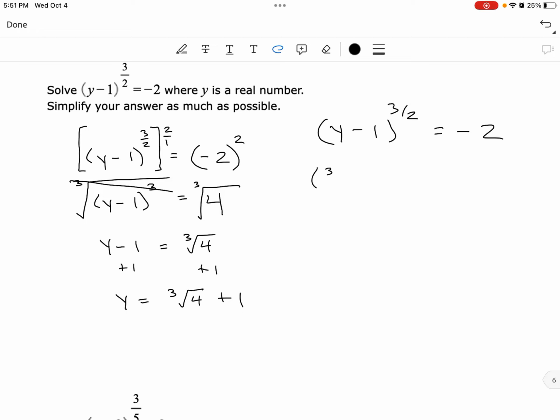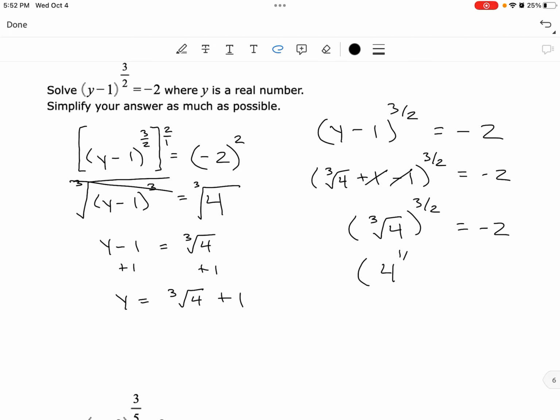Here's what would happen. You would have the cubed root of 4 plus 1 minus 1, to the 3/2, is equal to -2. Now these two would be gone. Then we would have the cubed root of 4, to the 3/2, is equal to -2. Again, we're trying to see if the left side ever comes out equal to -2. Now, what we could do here is write this as 4 to the 1/3 power. The cubed root is the same thing as 4 to the 1/3 power.